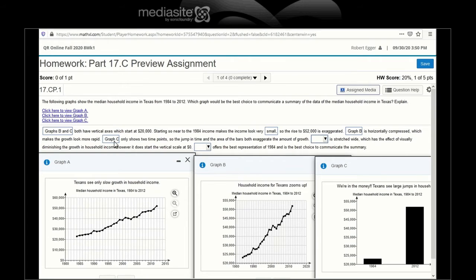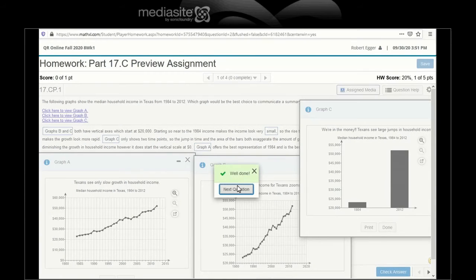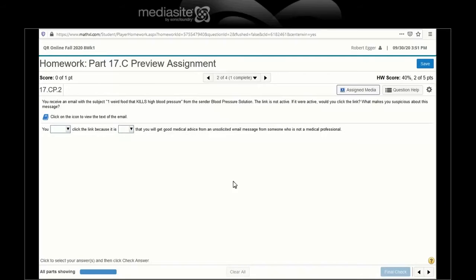Graph A is stretched wider, which has the effect of visually diminishing the growth in household income. However, it does start the vertical scale at 0. A is also the best representation of 1984 and is the best choice to communicate the summary. What that's saying is it's depicting the beginning more accurately. Let's check the answer. Well done.